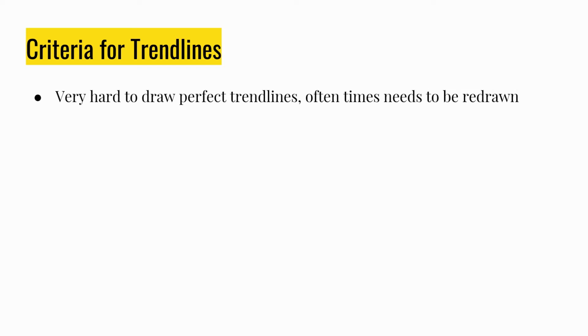Now we know what up and down trend lines are and the general idea of how to draw them. Let's move on to how to meet the criteria for drawing trend lines. The first rule to remember is that it is very hard to draw the perfect trend line, and more often than not, they must be redrawn.